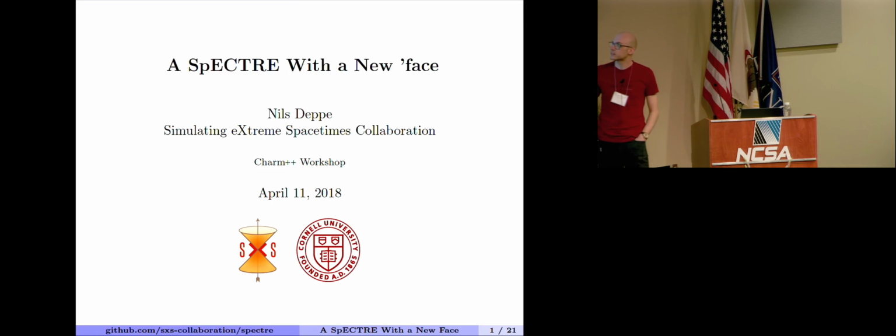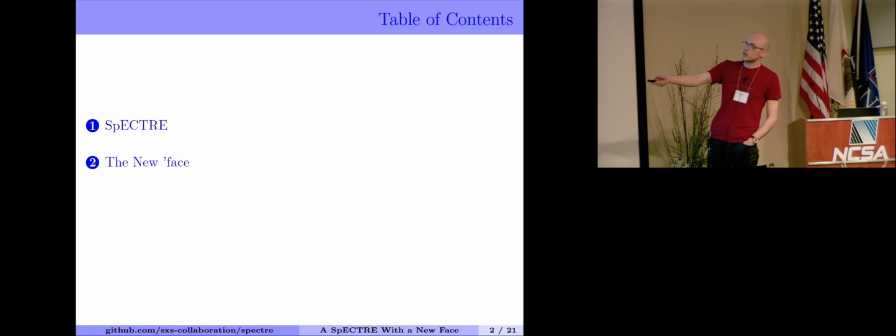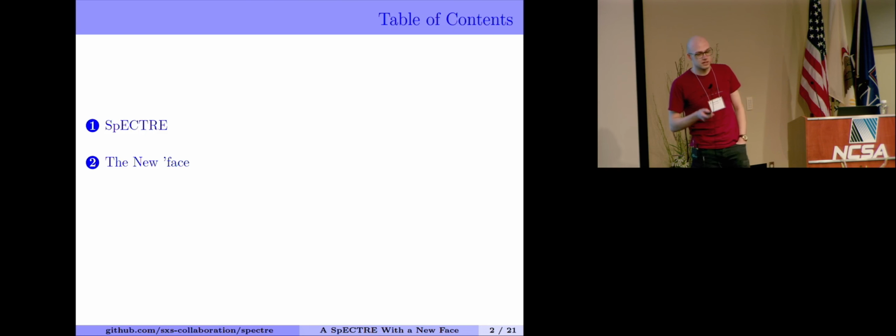I'll be talking about our code Spectre. It has a new face, or a new interface. Briefly, I'll give you an update and tell you what Spectre is all about, and then I'll talk about what we've done with Charm++ to make it a lot easier to use, and why we wanted this, or even needed this.